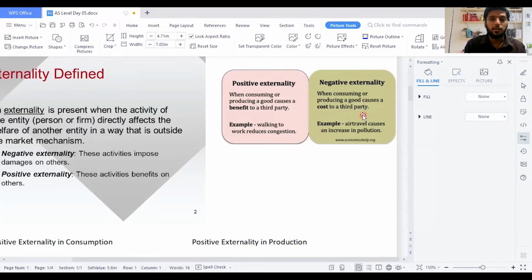This guy who is getting affected never had the smoke. He never wanted to get affected, but actually is getting affected because the other one is smoking. So the person who is getting affected is a person who never expected to be affected. When he is getting affected without being involved in that particular activity, in a negative manner, we say there's negative externality. You might see air travel causes an increase in pollution.